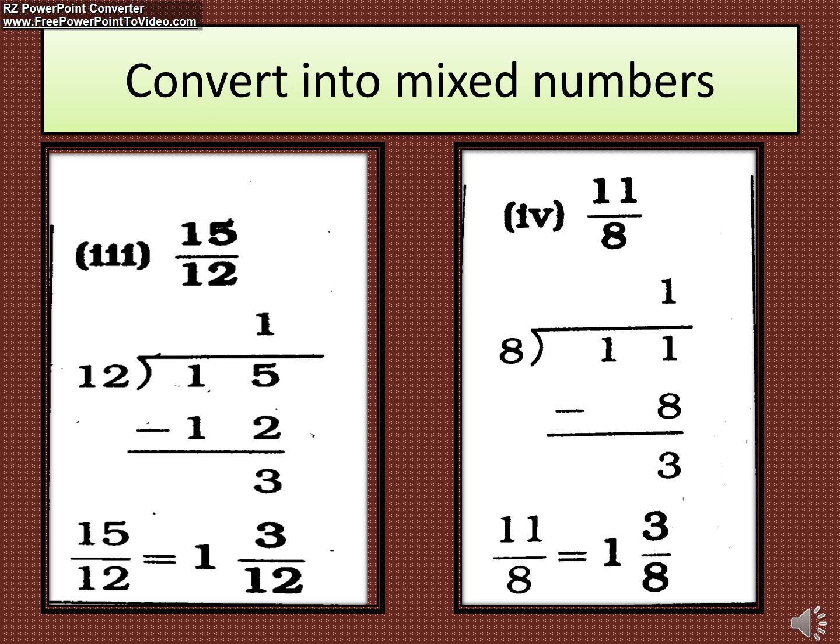So our third sum is 15 upon 12. 15 upon 12 means 15 divided by 12. 12 ones are 12, 12 twos are 24, so it will go by 1 only. So 15 minus 12, what will be the answer? The remainder will be 3.